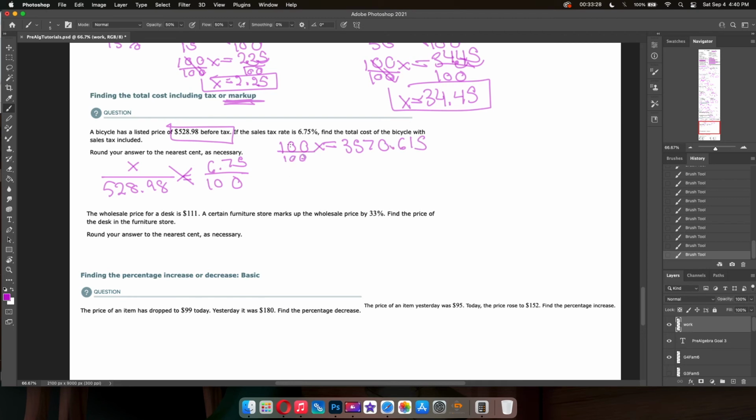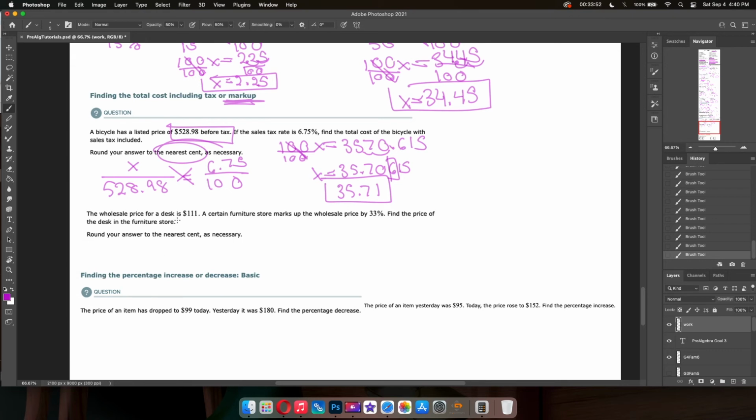Divide by 100, divide by 100. So x equals 35.70615. Oh, there has to be rounding. That decimal is ugly. What does it say? Yep. Round to the nearest cent. There's your nearest cent. So there's your decision maker. So it'll be $35.71 because 6 is 5 or greater.